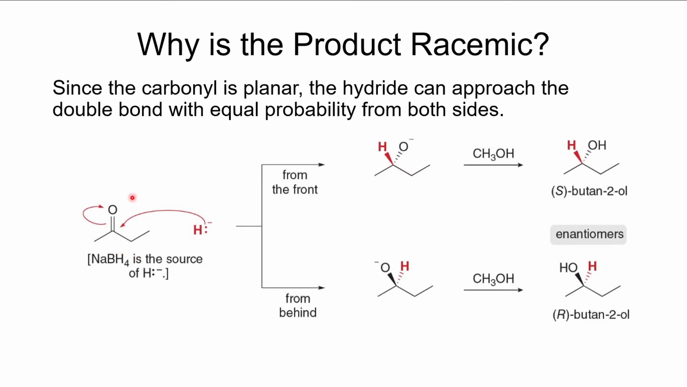If the hydride comes in from the front side, we will end up getting this intermediate. Once we protonate, we will get the S-butanol. And if it comes in from the back side, we will get this intermediate, and we'll get the R-butan-2-ol. So because they are equally likely, we'll get an equal amount of each. There's no reason why we would get one over the other.